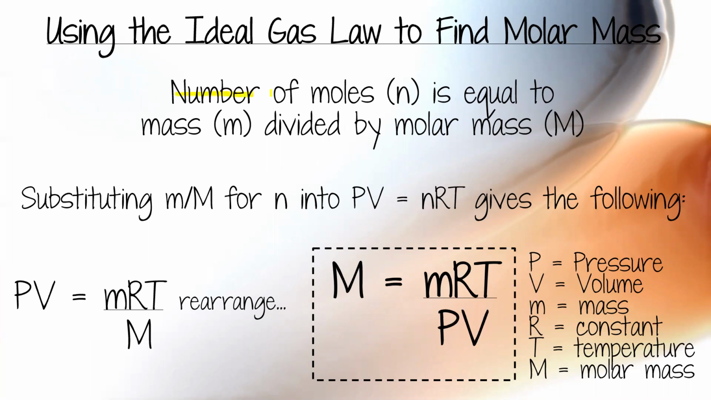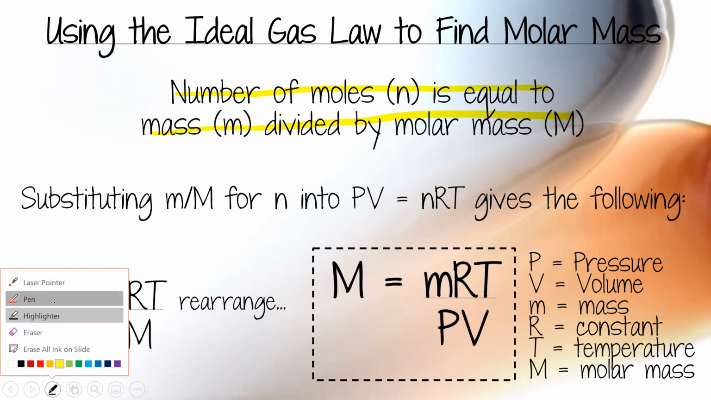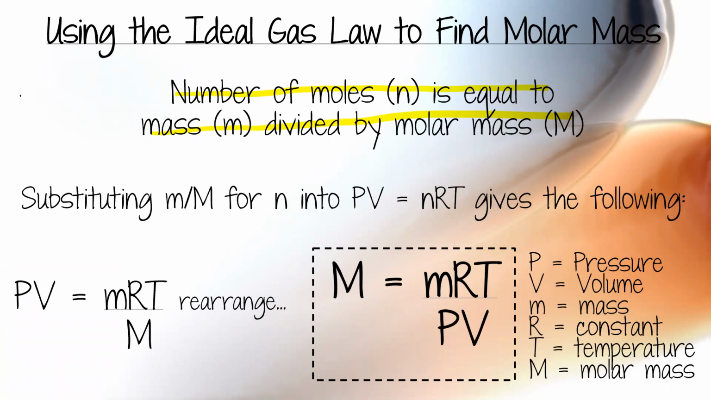Molar mass is equal to mass divided by moles, grams over moles, right? And the number of moles is equal to mass divided by molar mass. So we're saying that n, in moles, is equal to lowercase m, mass, divided by capital M, molar mass.